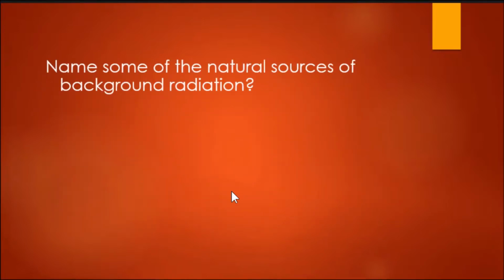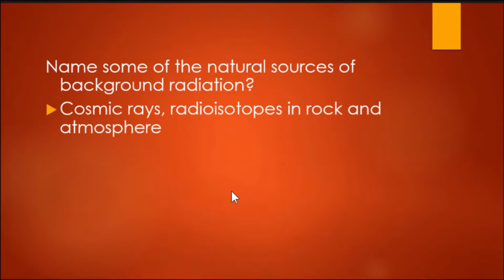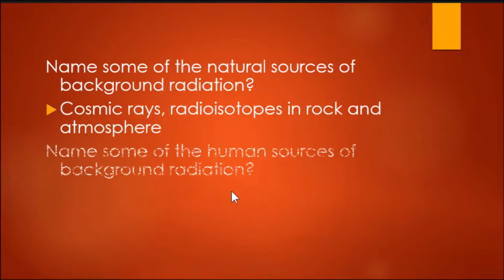Name some of the natural sources of background radiation: cosmic rays, radioisotopes in rocks and atmosphere. Name some. For example, Robert back there and Zach are probably being exposed to more radiation than the rest of us. They're closer to the window.